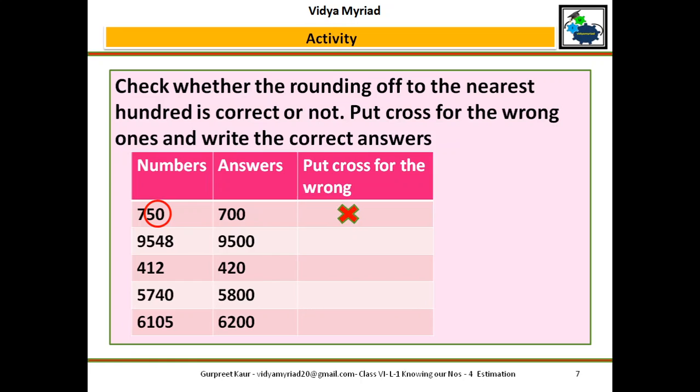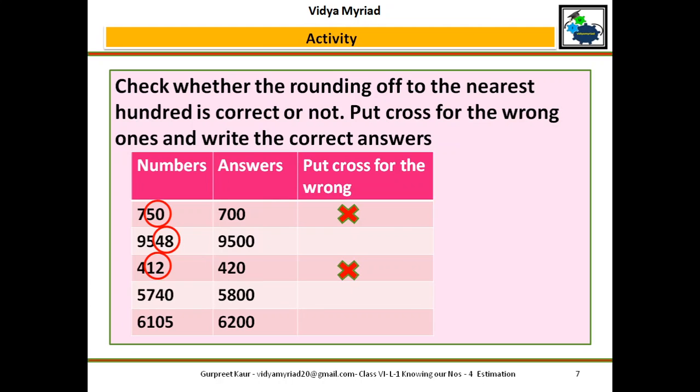Same way, look into the next 7548. Now if we look into 50, 48 is less than 50. So answer should be 9500. This is correct. Next 412. Answer given is 420. It cannot be 420. It can be either 400 or it can be 500. It means it is wrong.